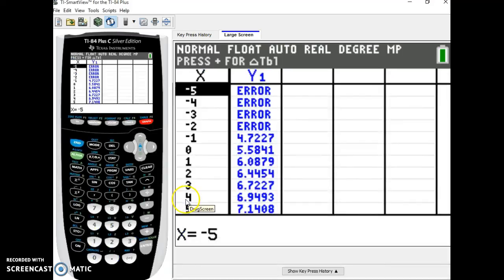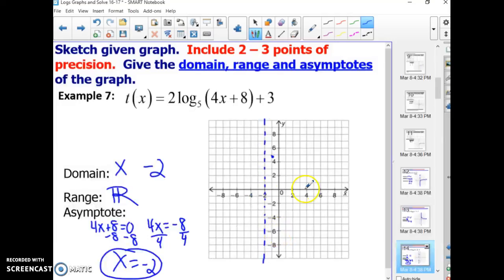Coming back to my table. I'm probably going to do 4 because 4 looks nice and it's 6.9. I know 6.9 is really close to 7. So I'm coming over here. 4, here's 6, here's 7. It's really close. So my graph looks something like that. I still have 2 points of precision and they look fantastic.